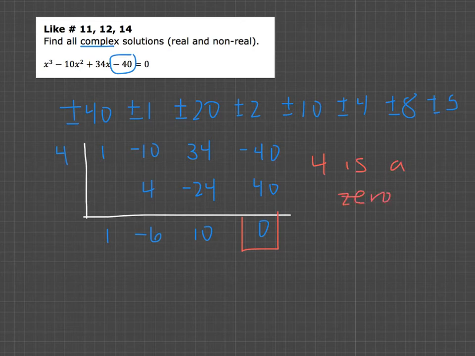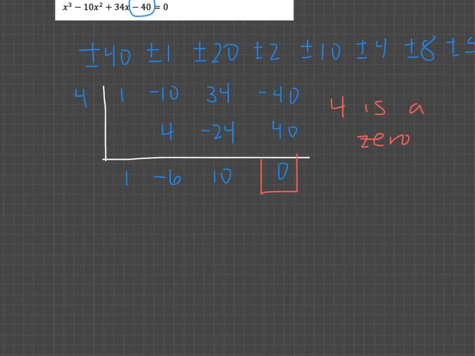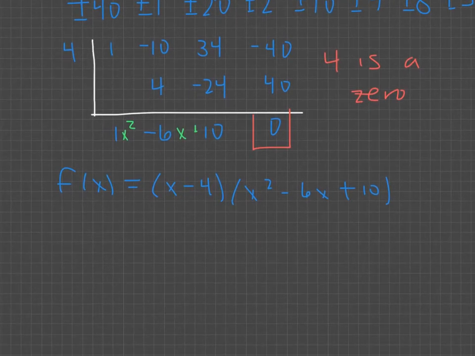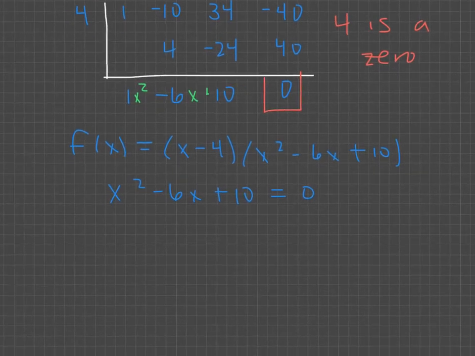It's a real zero. And then our next step is writing the function in factored form. The factor that 4 gives us is x minus 4. And our other factor is going to be a quadratic with these coefficients, so we have 1x squared minus 6x plus 10. We can try to see if we can factor that. But x squared minus 6x plus 10 is not going to give us two numbers that multiply to 10 and add to negative 6.